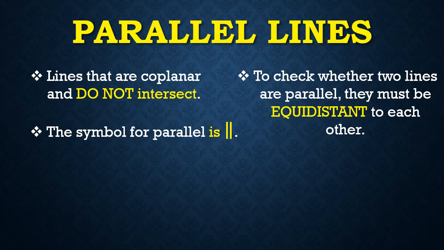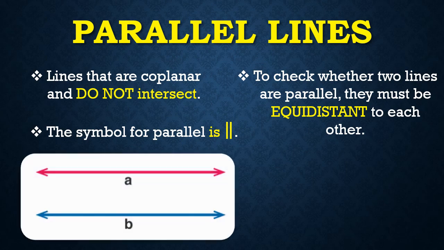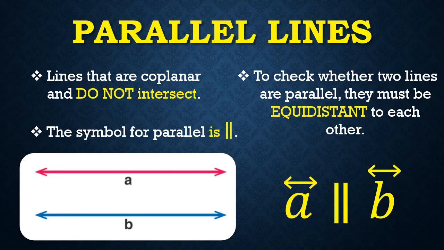What do we mean when we say equidistant? So here in our illustration, these are parallel lines and line A is equidistant to line B. Therefore, we can say that line A is parallel to line B. Okay?